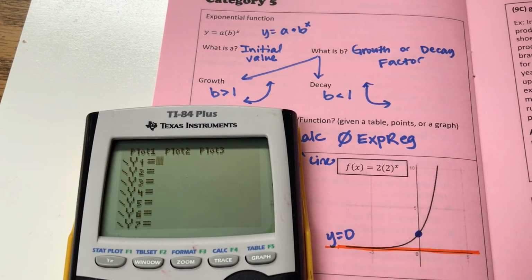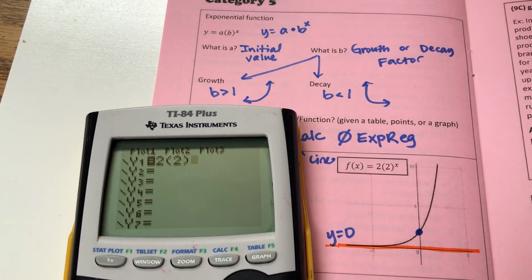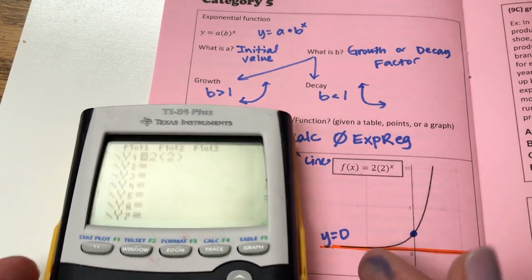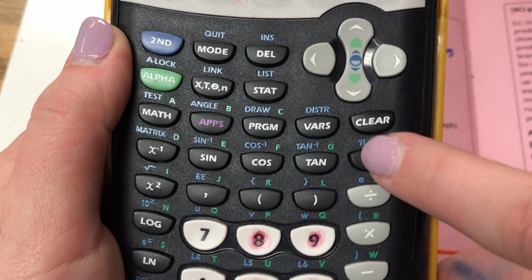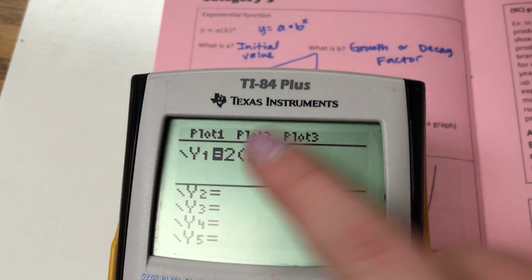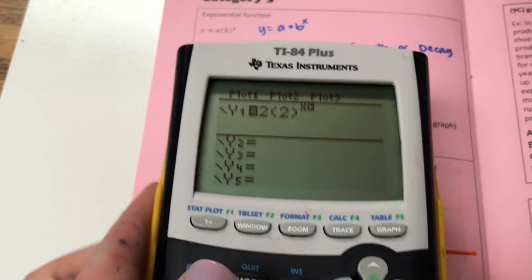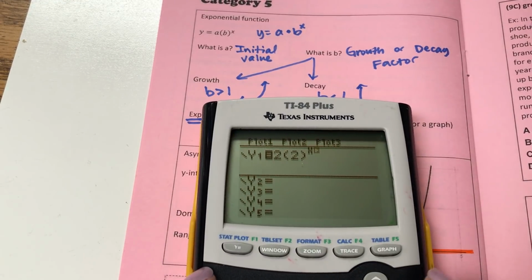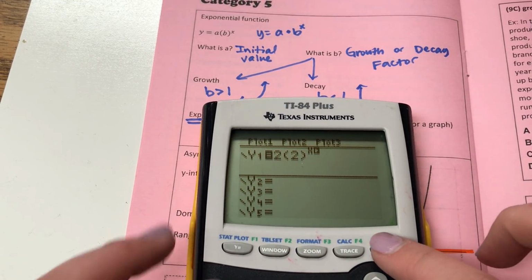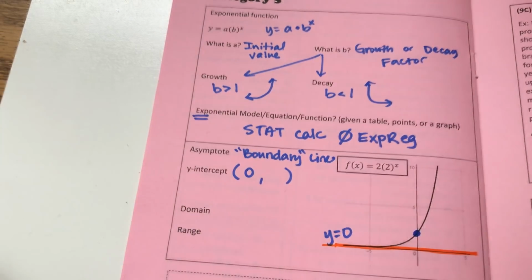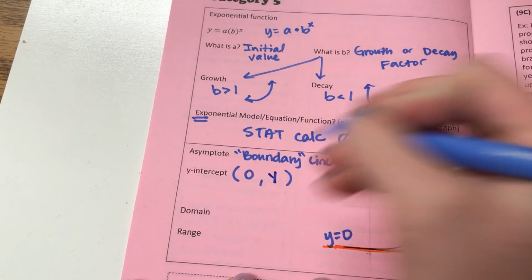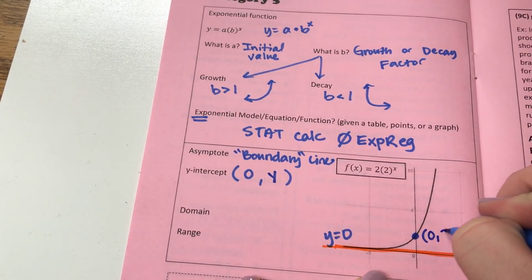So 2, parentheses 2, and remember, if you want to make an exponent that's not just squared, there's this little caret button right here. So you'd push that, and it makes an exponent, and you would just put the x in. Okay, so then if I want to try to do y-intercept, I would just go second table, and we know it's where x is 0, so 2. So in this particular case, it's at 0, 2.